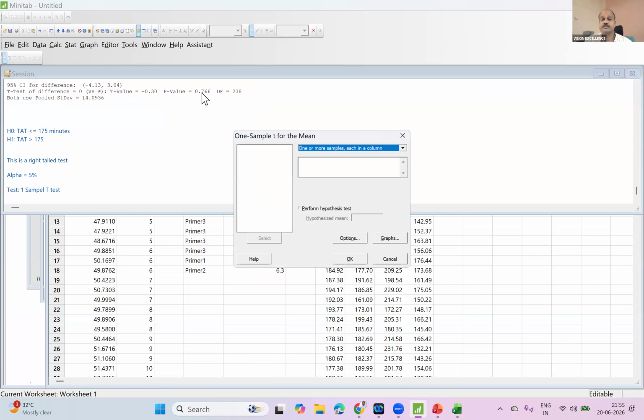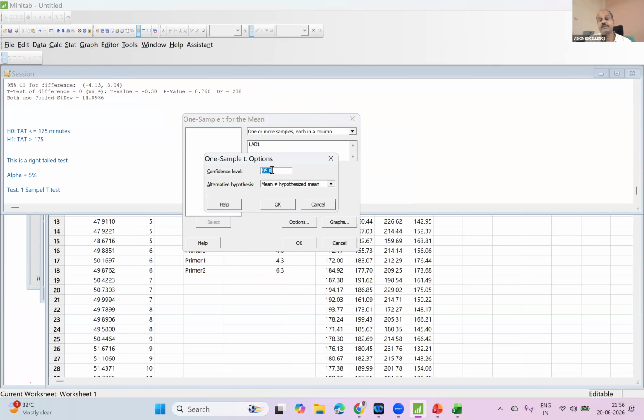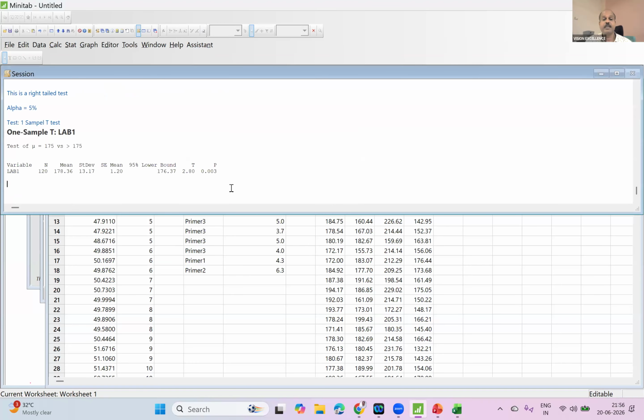Click that. Sample in a column. Yes, click that. Lab 1, I want to check now. Perform hypothesis test. What is the reference value or hypothesis mean? 175 minutes. What is the option? 95% confidence. What is your test? Right tail test. Give okay. Give one more okay. Look at your p-value. How much is it? 3%.